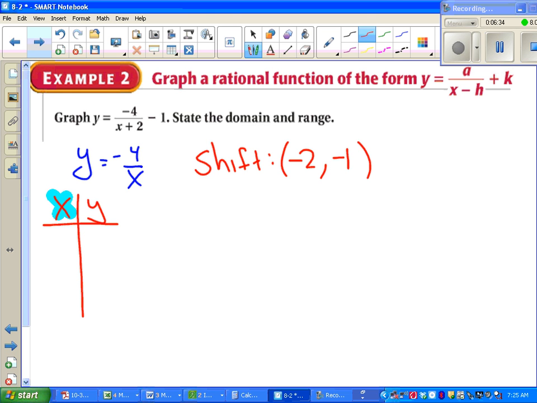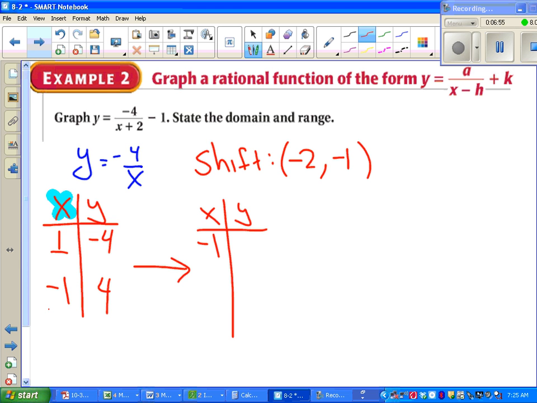Still plug in my easy numbers like 1 and -1. -4 divided by 1, -4. -4 divided by -1, +4. Then we apply our shift. I need to shift all my x values down by 2. 1 minus 2, -1 minus 2. Shift all my y values down by 1. -4 minus 1. 4 minus 1.